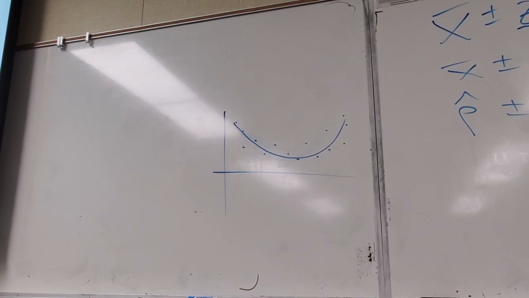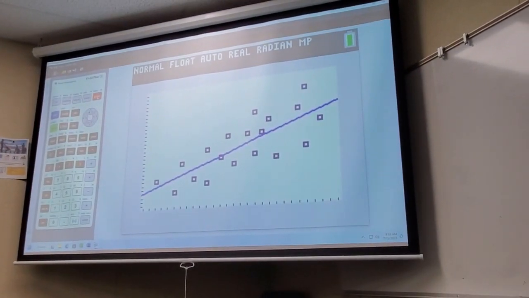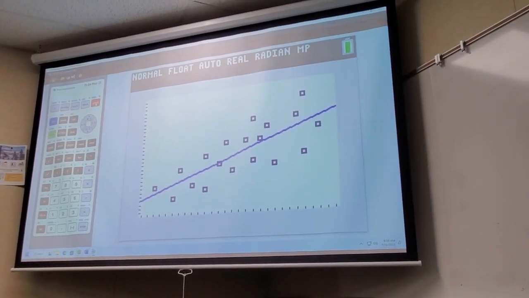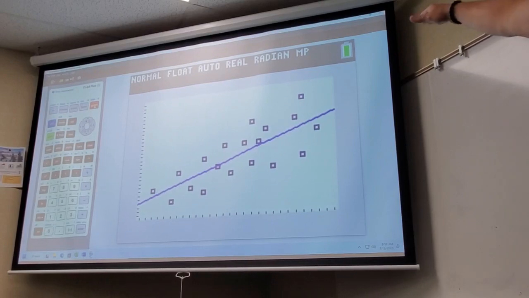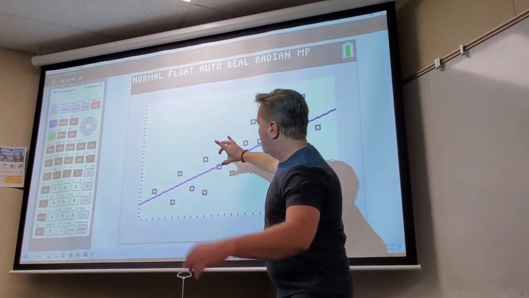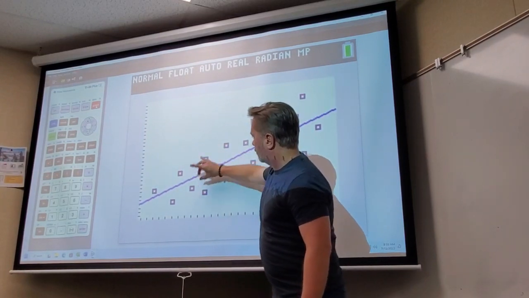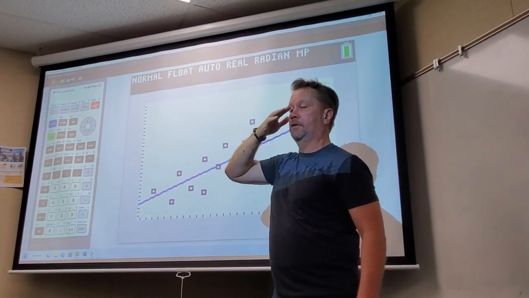And now hit graph. Does that look to be doing what it's supposed to be doing? Because what is it supposed to be doing? It's supposed to be graphically averaging where all the points seem to be. Technically, what it does is it minimizes the total squared distance from every data point to that line.